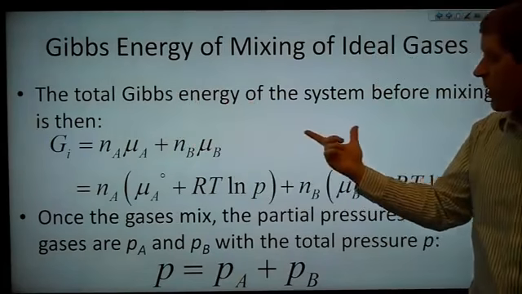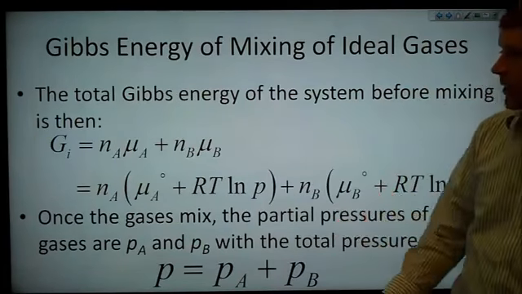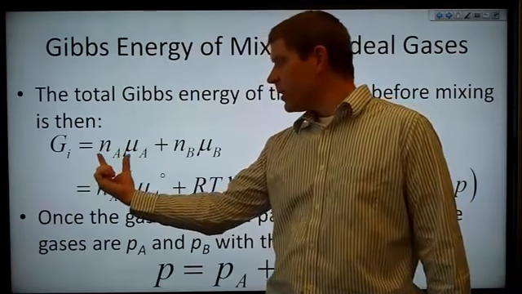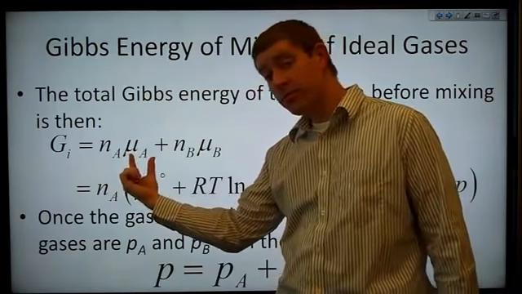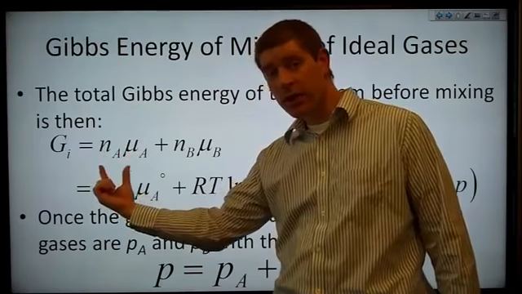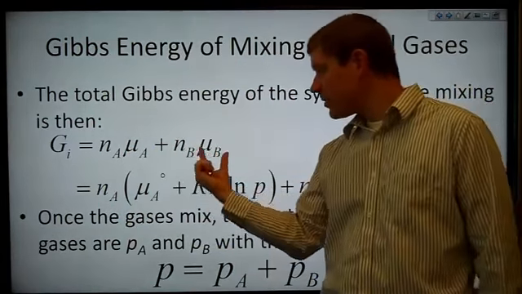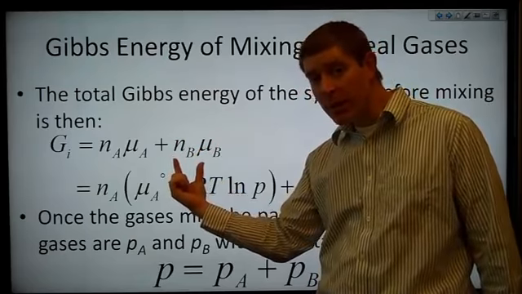So now the total Gibbs energy of our system before mixing, the initial Gibbs energy, is the chemical potential of substance A times the number of moles of substance A. Remember, this is pure A at this point because it's before mixing, plus the chemical potential of B times the number of moles of B that we have.